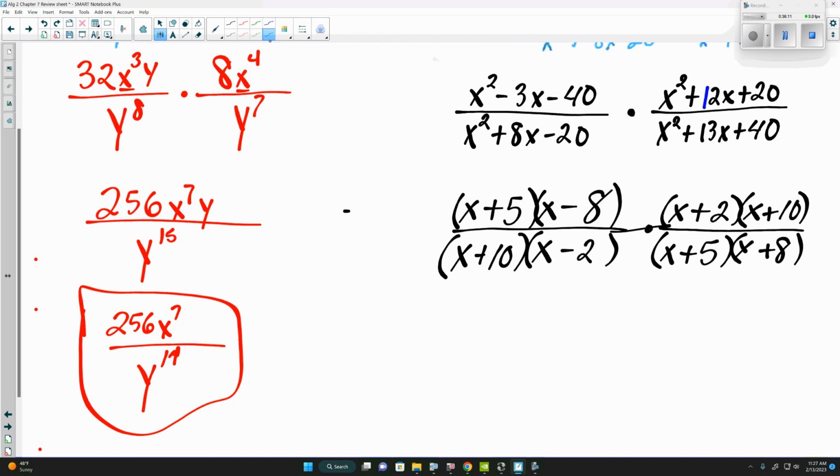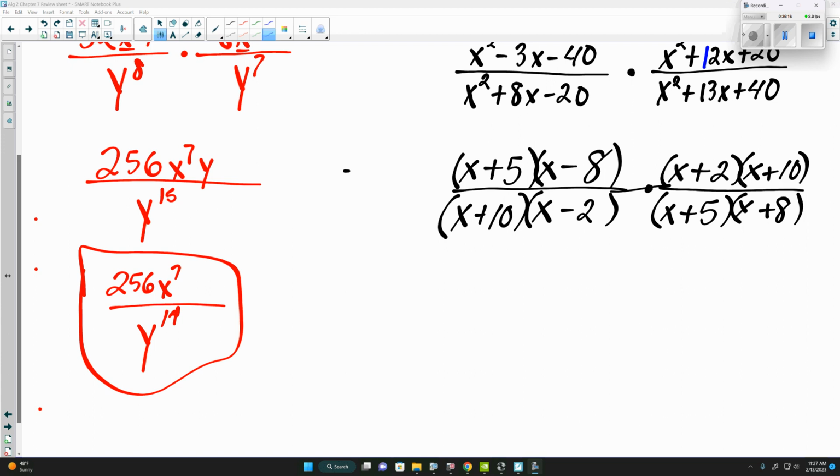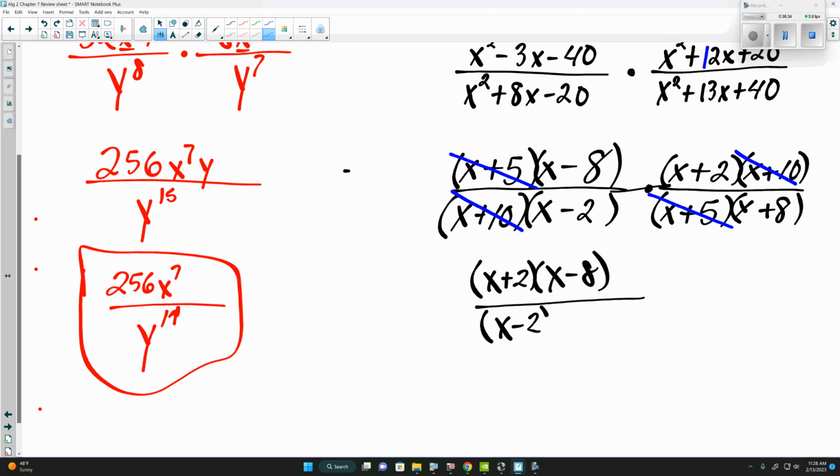And at this point here, we multiply them together, then cancel out what's in common. Now, canceling out what's in common, we would have the x plus 10 and x plus 10. We'd also have the x plus 5 and x plus 5, which would leave us with x minus 8 and x plus 2 on top, and x minus 2 and x plus 8 on bottom. And that's as simplified as it gets.